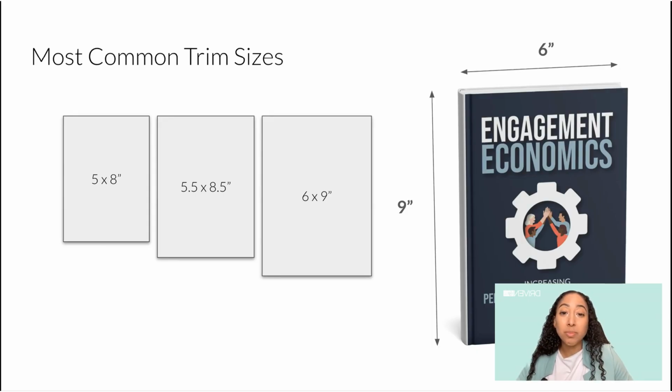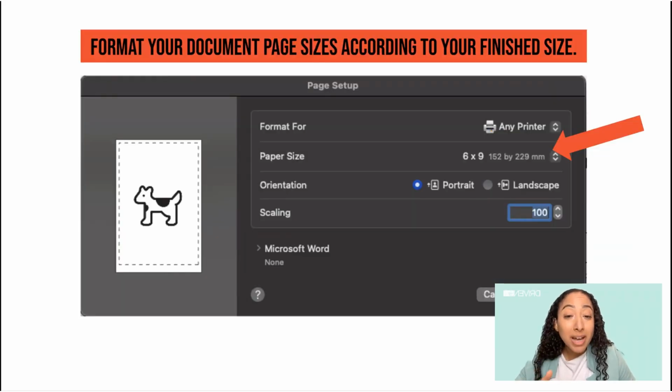There are many size options, but it's often recommended to select one of the standard trim sizes. The most common trim sizes are 5 by 8 inches, 5.5 by 8.5 inches, or 6 by 9 inches. Engagement Economics is 6 by 9 because I personally prefer books in that size, but that's really just a personal preference. Amazon will also let you do a bunch of other sizes as well, but remember, this also means that your formatted manuscript document size should match that. And so this can be adjusted in the page setup settings in Microsoft Word or any other platform that you might be using to format your manuscript.